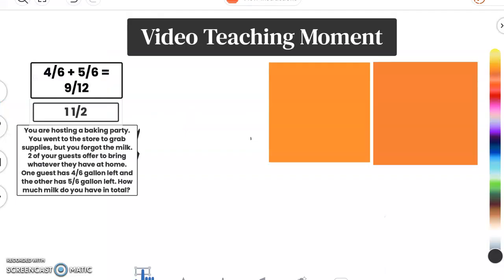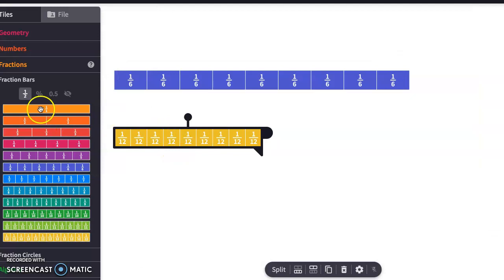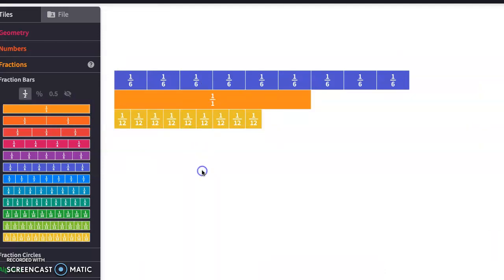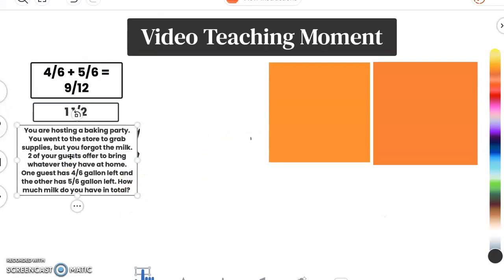But I can also explain that 4/6 and 5/6 are very close to a whole, so their answer is probably going to be larger than a whole. We can pull out the whole bar and show them visually that their answer is going to be a lot larger than a whole.